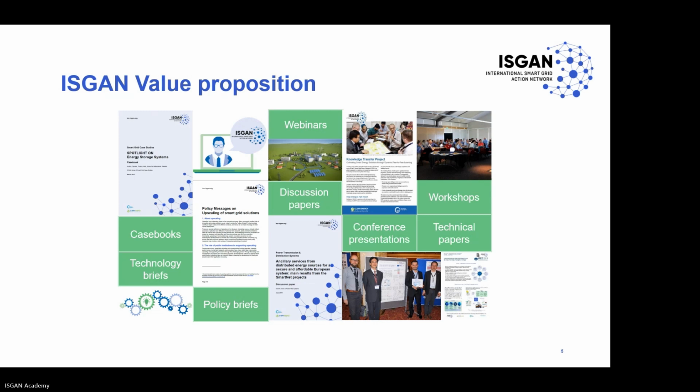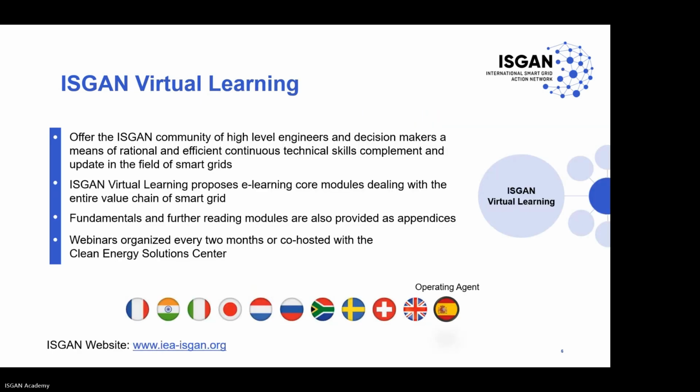The value proposition of ISGAN relies on conferences and workshops, policy and technology briefs, discussion and technical papers, casebooks, and webinars, like this one. Within ISGAN, virtual learning offers the ISGAN community means of rational and continuous skills update in the fields of smart grid. The virtual learning is proposed as a set of e-learning and reading modules dealing with the entire value chain of smart grids.